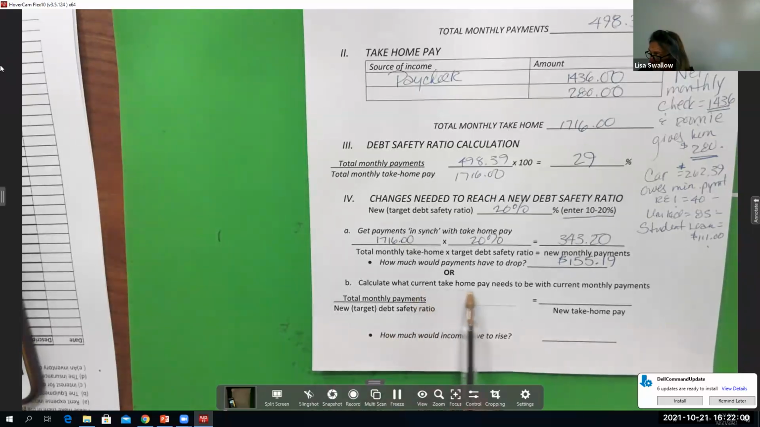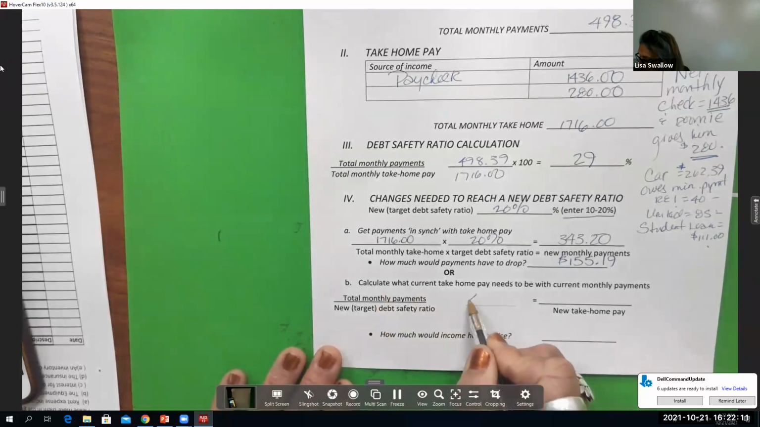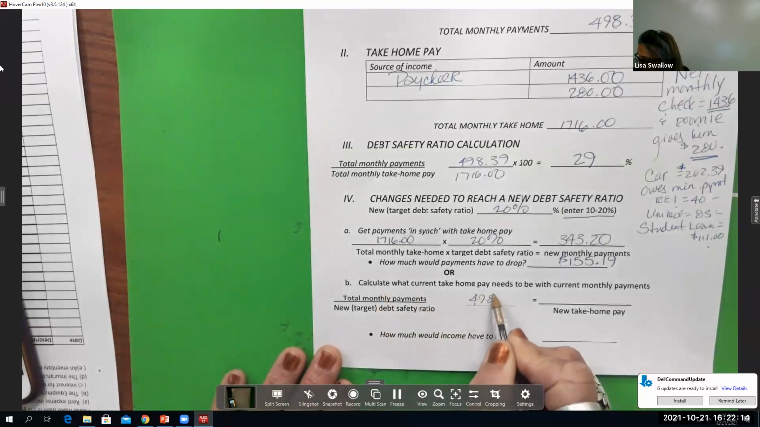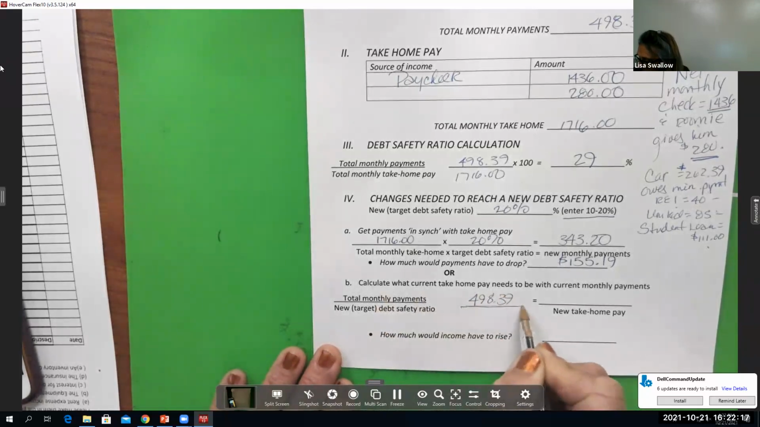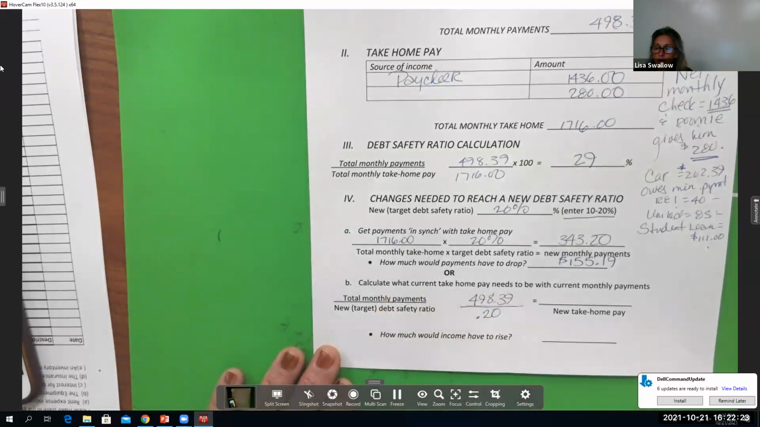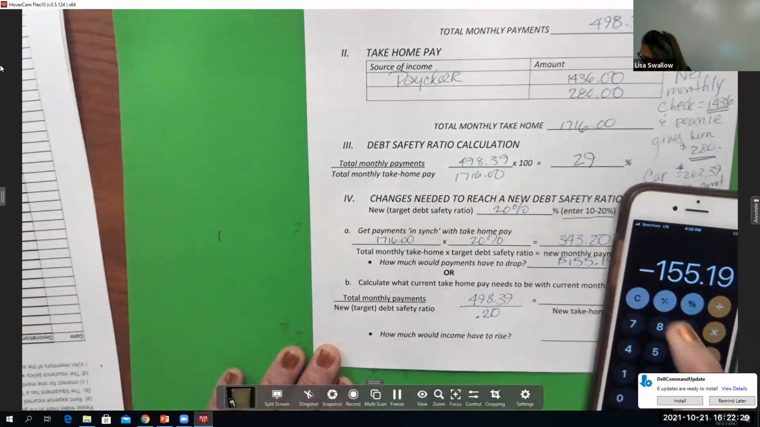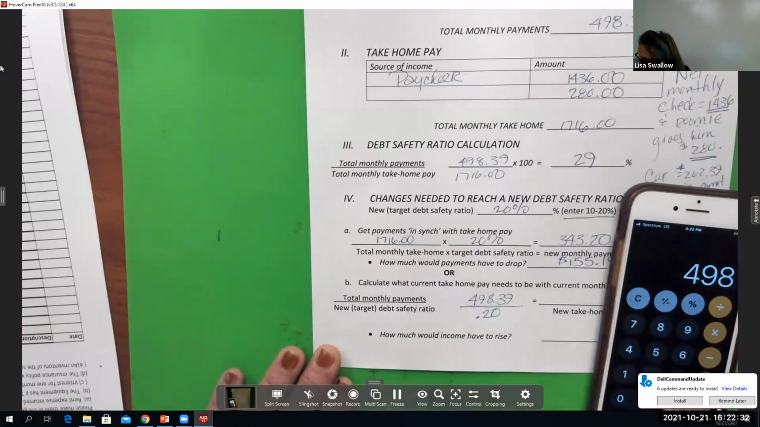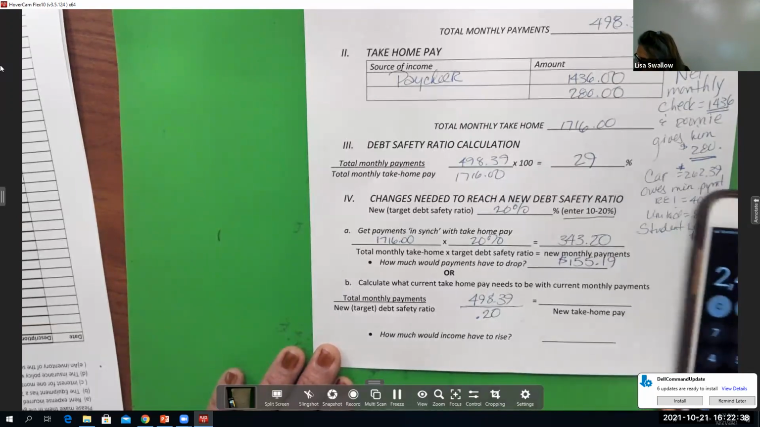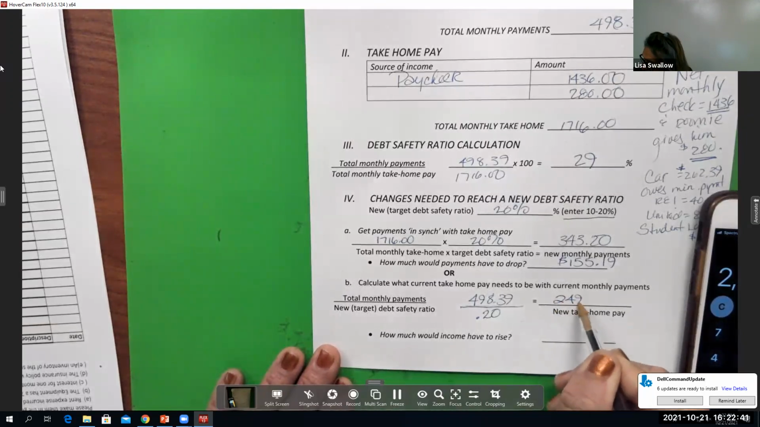What kind of current take-home pay would allow him to meet his current payments and stay at that 20% ratio? That is his monthly payments as they stand, so those aren't changing, divided by the ratio that I want it to be at. That's going to give me the income that I need. So $498.39 is 20% of what? That's 20% of $2,491.95.